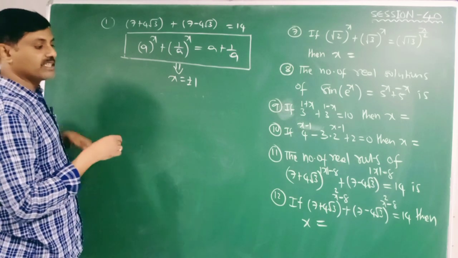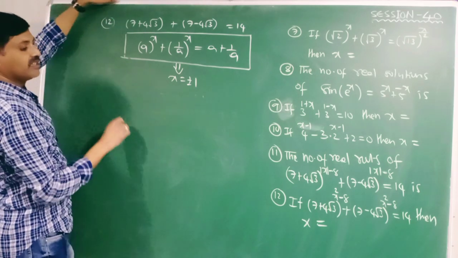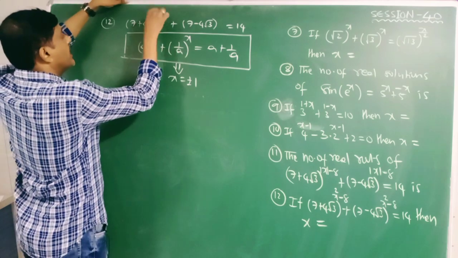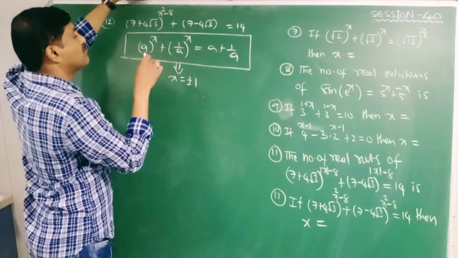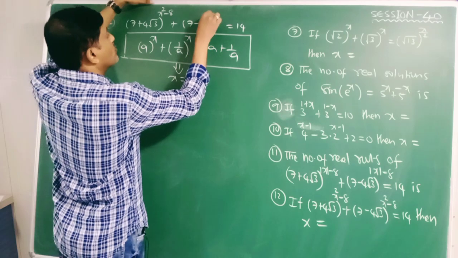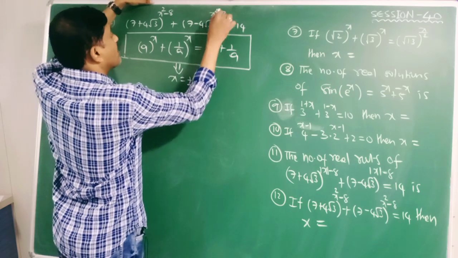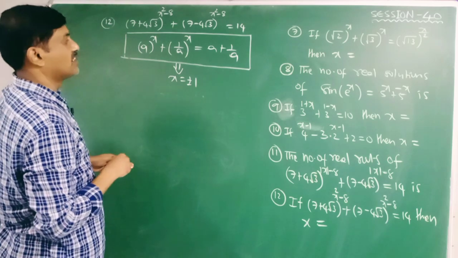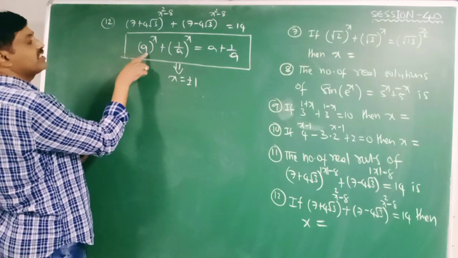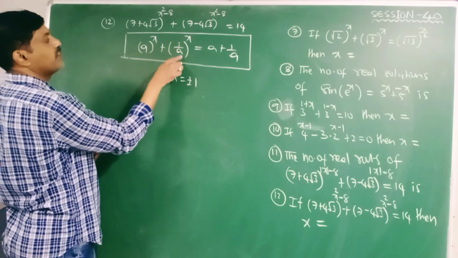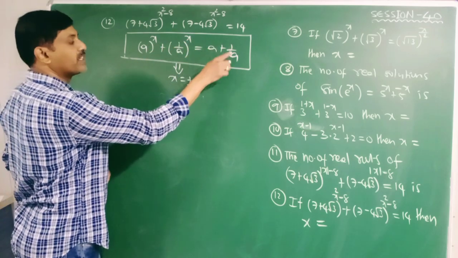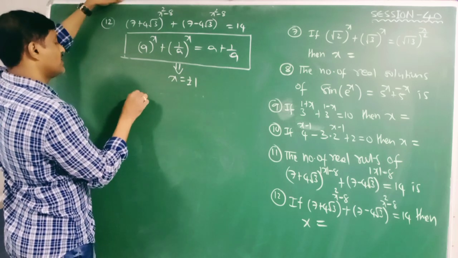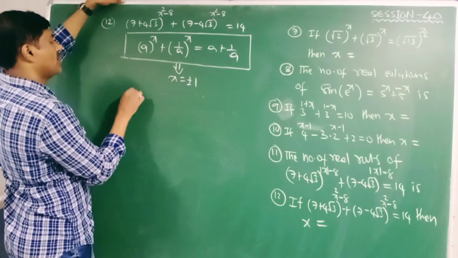Students, move on to the next question, which is the 12th. What is our equation? (7 + 4√3)^(x²-8) + (7 - 4√3)^(x²-8) = 14. Then x is asked. Same question, it is in the form a^x + (1/a)^x = a + 1/a, which implies the exponent is ±1.